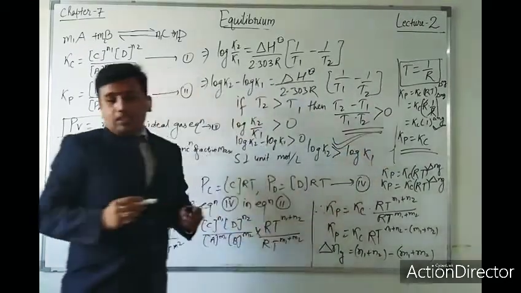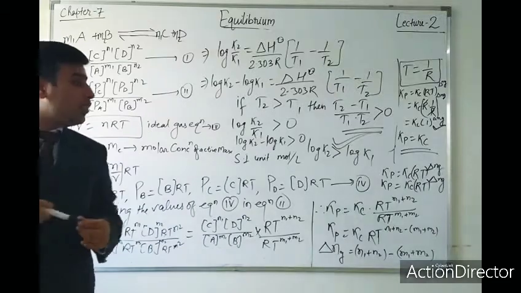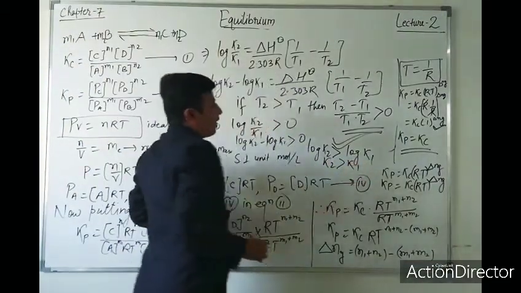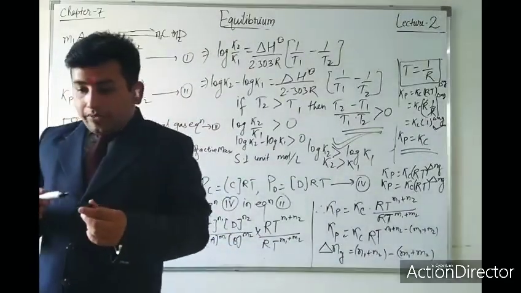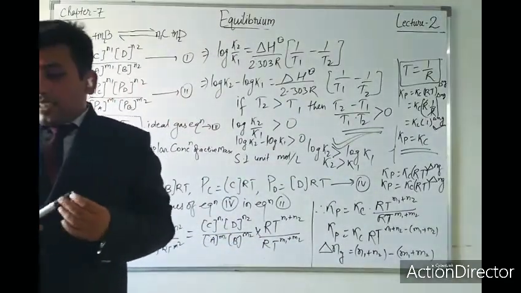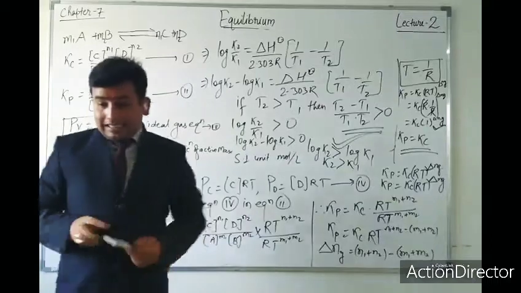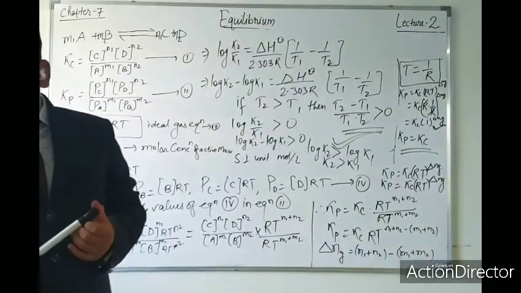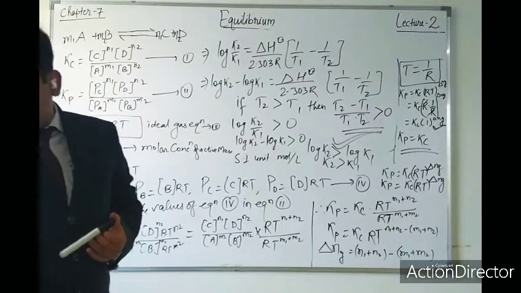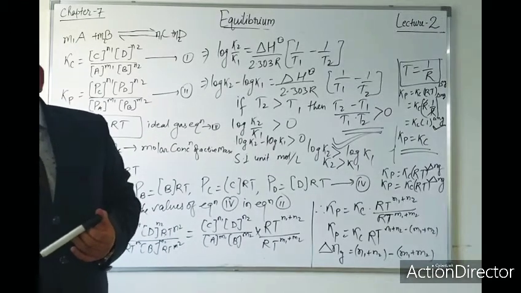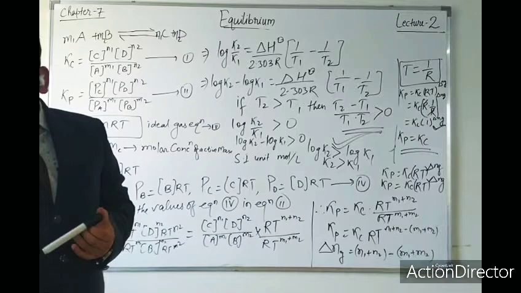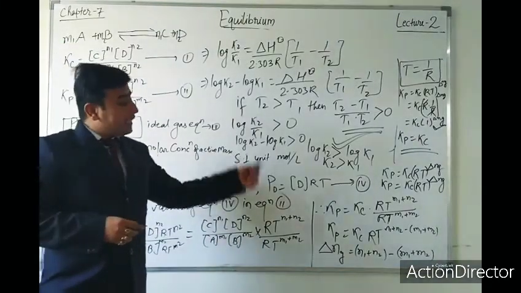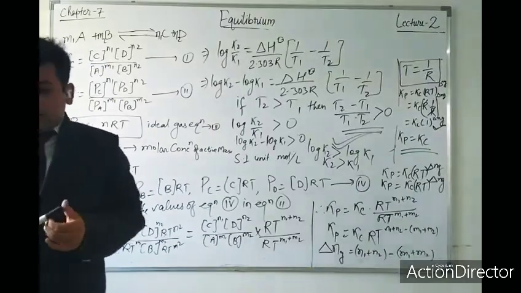Can we write this thing? Yes or no? Definitely we can write that K2 will be greater than K1. Definitely the value of the equilibrium constant increases as the temperature increases in the case of an endothermic reaction, and in an exothermic reaction it will decrease. Similarly, as we have taken the increasing form, we can take the decreasing form also. So the value of the equilibrium constant decreases when the temperature decreases.